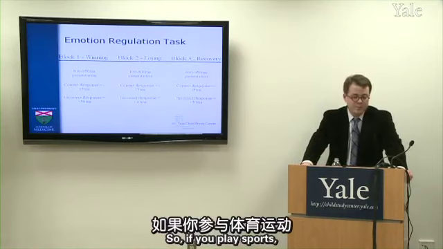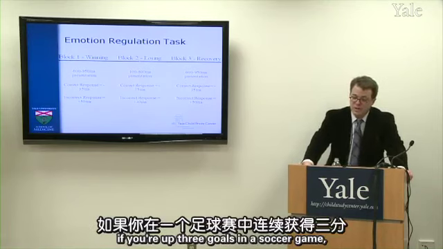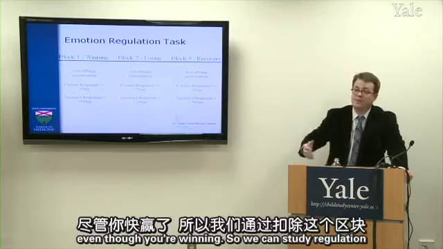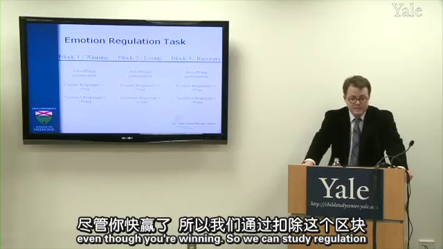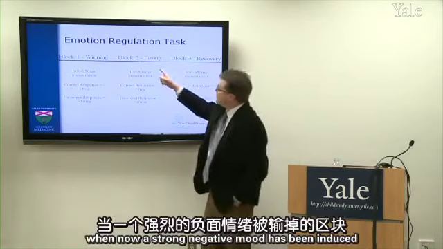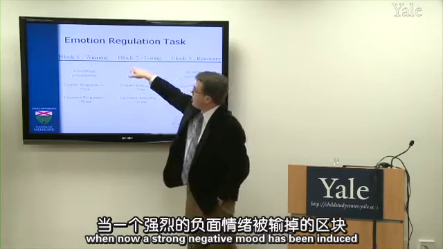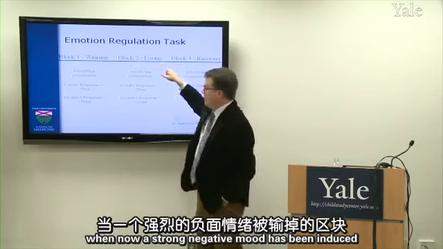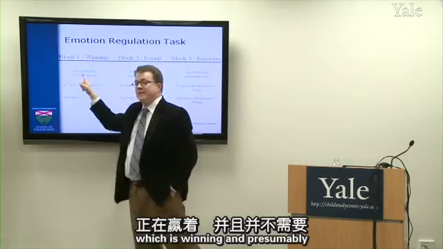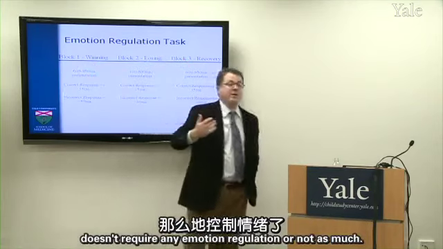So if you play sports, if you're up 3 goals in a soccer game and you stop playing defense, you've got to kind of emotionally regulate even though you're winning, all right? So we can study regulation by subtracting this block, when now a strong negative mood has been induced by the losing block, from this block, which is winning and presumably doesn't require any emotion regulation, or not as much.